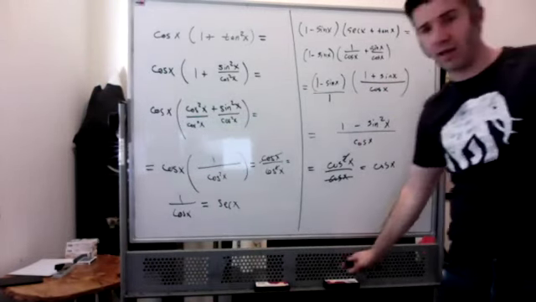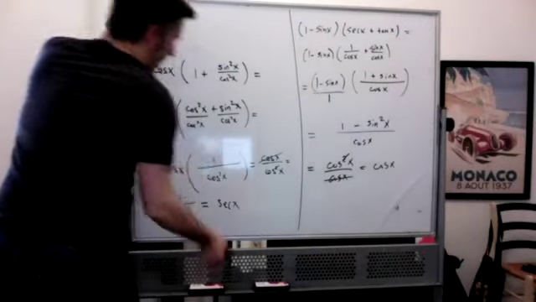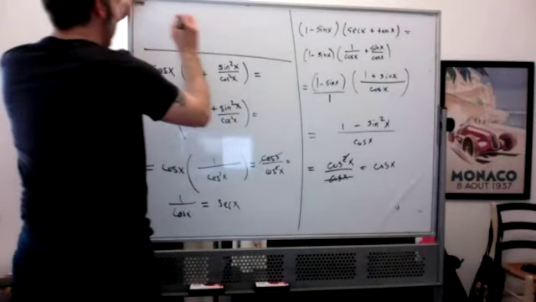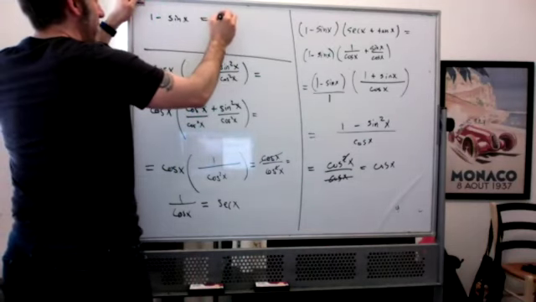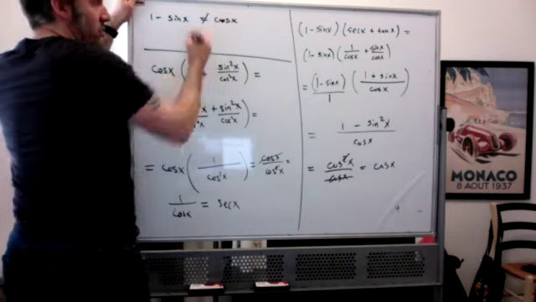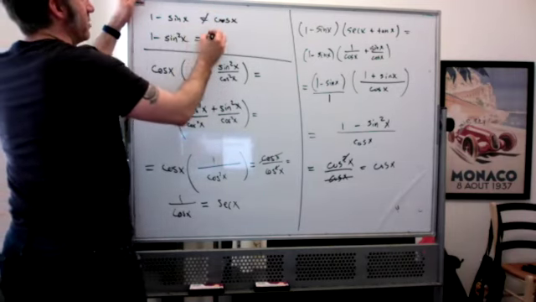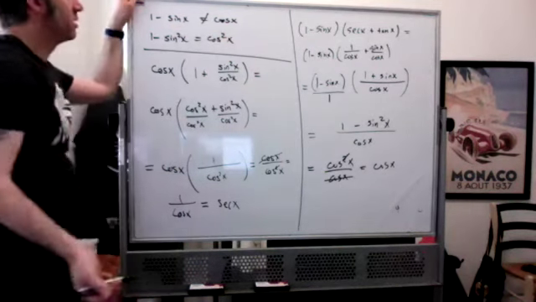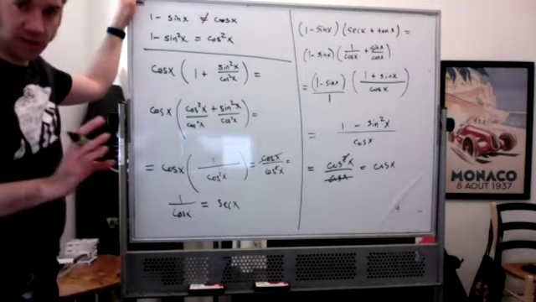Just something that I saw a couple times, I want to make sure that nobody makes this mistake. I did see occasionally people write something like 1 minus sine of x is equal to cosine of x. That is not true. It is true that 1 minus sine squared of x equals cosine squared of x. But it is not true that 1 minus sine of x is equal to cosine of x. So just be a little bit careful with your trig identities there.